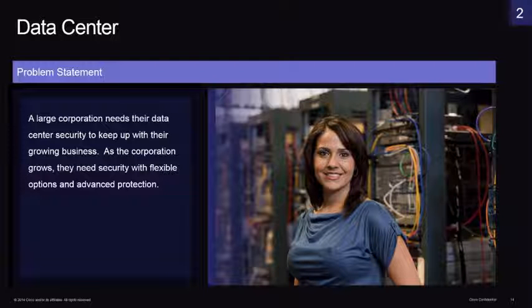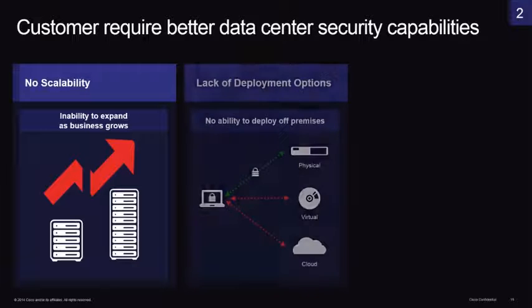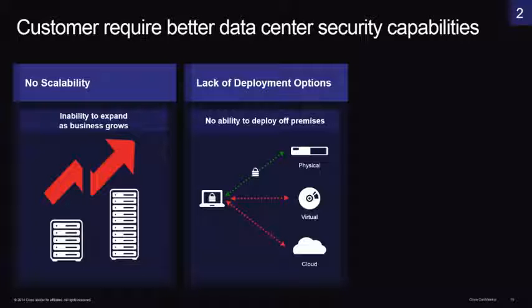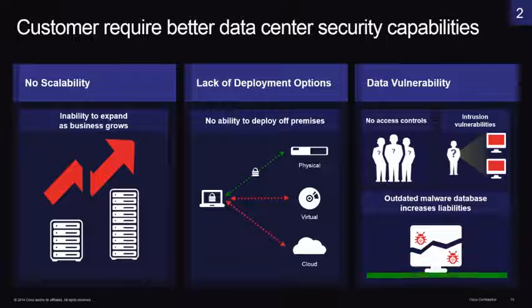In this scenario, the company's current solution is not agile enough to meet the company's growing business. As the company grows, their on-premises servers may not have the scalability to meet demand. The company also wants to deploy some of their security solutions through the cloud, but their current system only allows for on-premises deployment. Without having dynamic access controls and intrusion prevention tools, the company is worried they are leaving their network open to attacks. With an outdated malware database, they may miss threats entering their system.